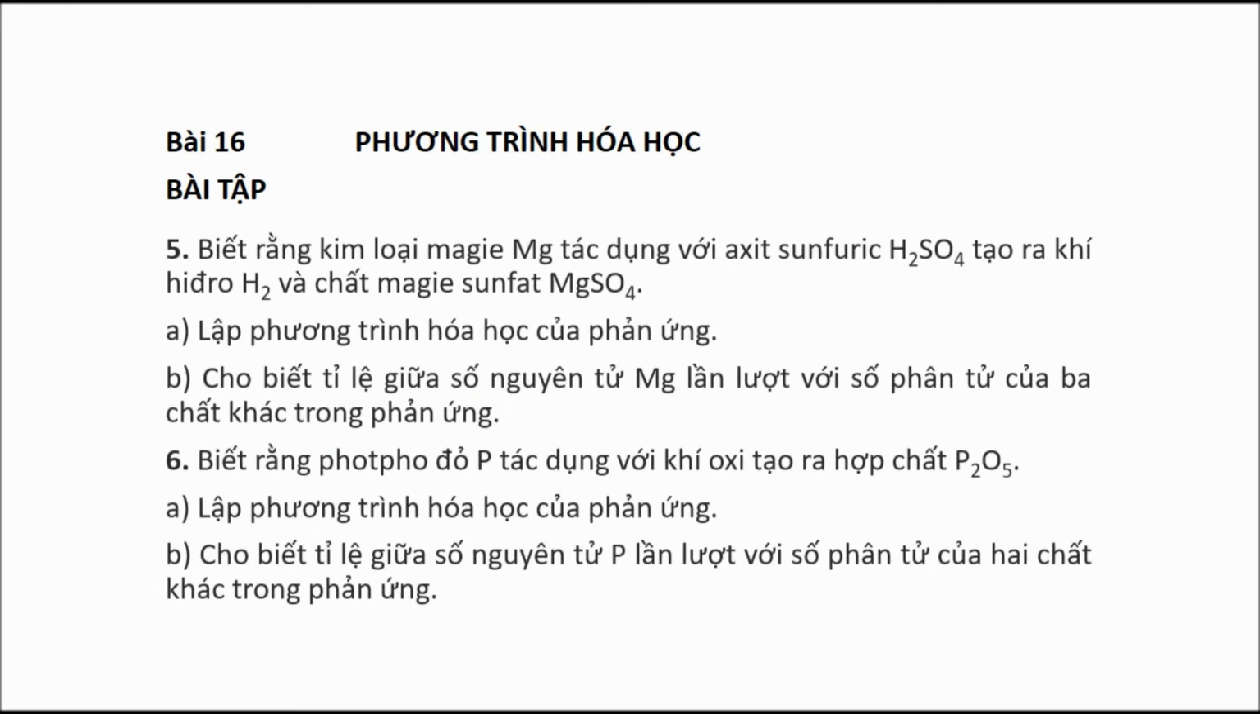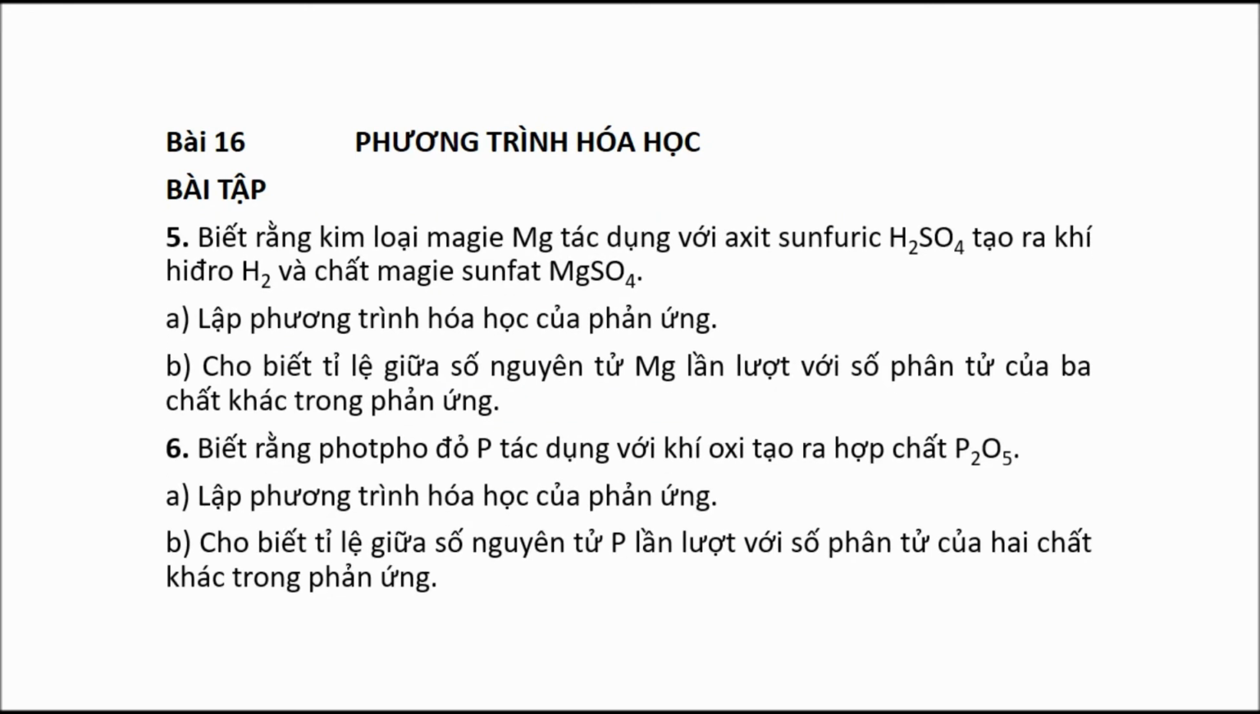Choose by yourself. 5. As known, magnesium Mg reacts with sulfuric acid H2SO4 to form hydrogen gas H2 and magnesium sulfate MgSO4. A. Write the chemical equation of the reaction. B. Show the ratio of the number of magnesium atoms with the number of 3 other substances in the reaction respectively. 6. As known, red phosphorus P reacts with oxygen gas to form P2O5 compound. A. Write the chemical equation of the reaction. B. Show the ratio of the number of P atoms with the number of 2 other substances in the reaction respectively.